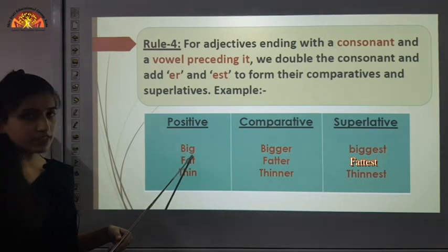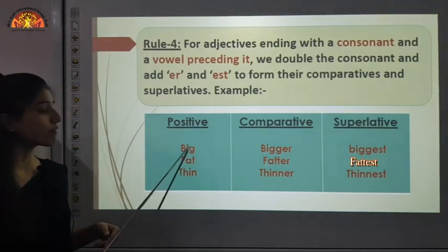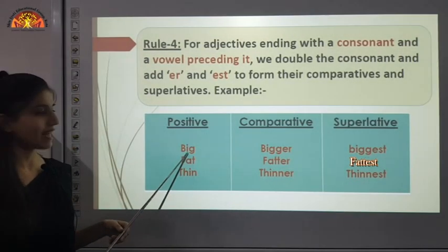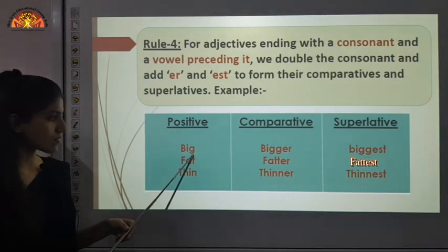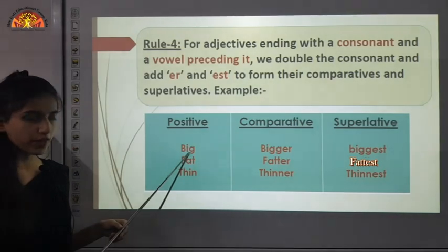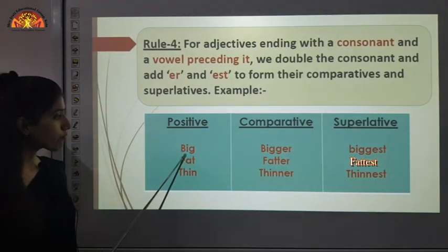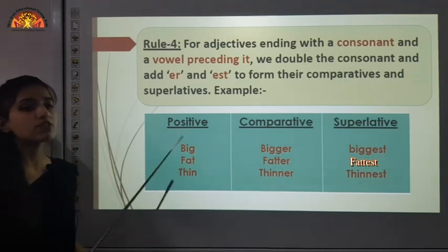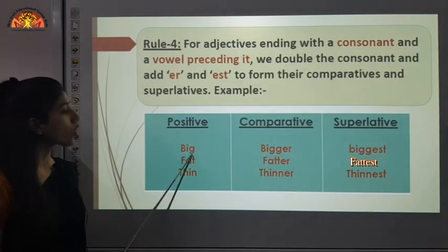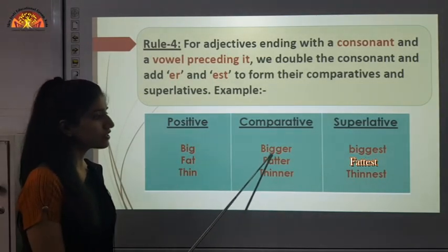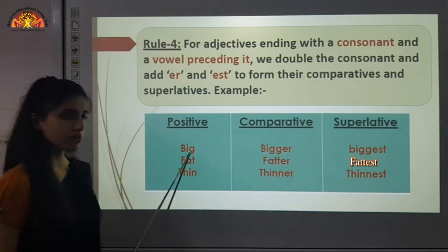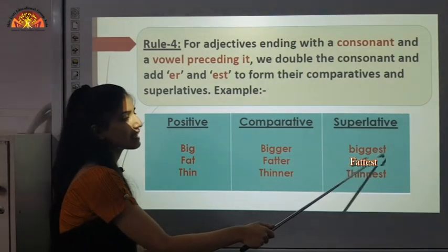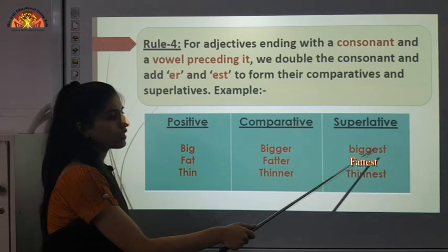Here the word is ending with a consonant, and before the consonant it's a vowel, that is I. So you can see it's a consonant and it's preceded by a vowel over here. So before forming the comparatives and superlatives for this type of adjectives, we will double the consonant. Like here we double the G, that is G over here was one only, but here we doubled it and then we added ER, and here also we added EST after doubling the G.